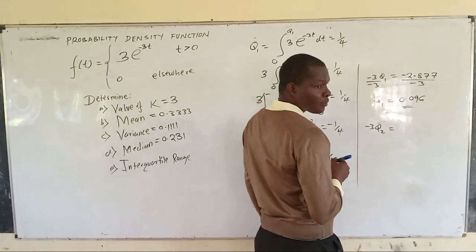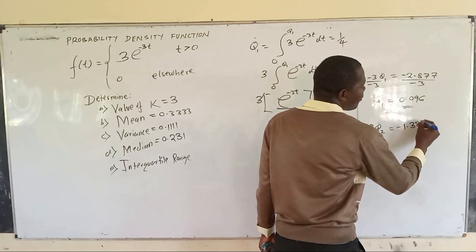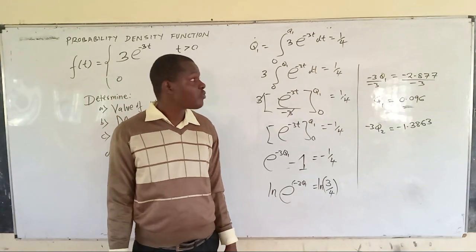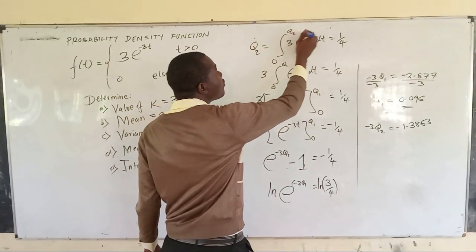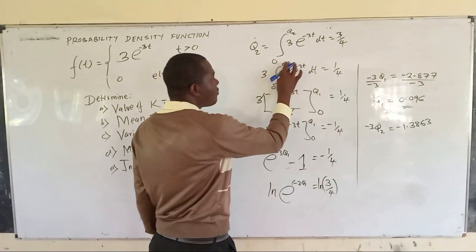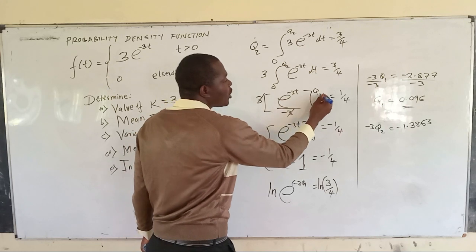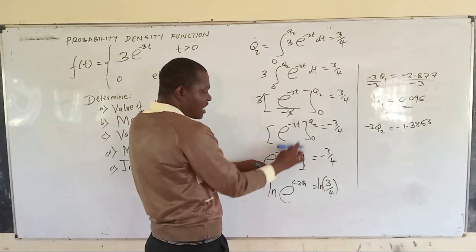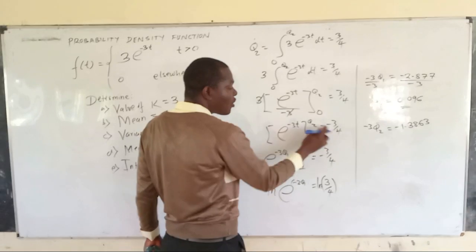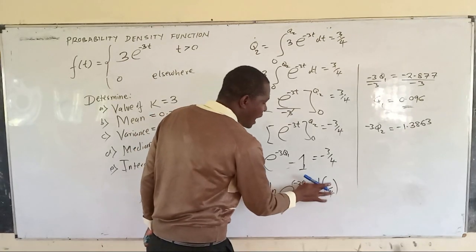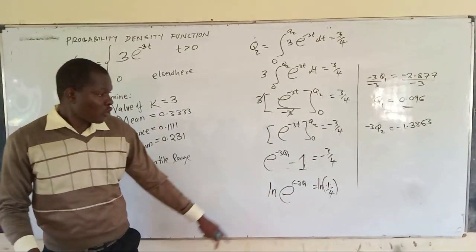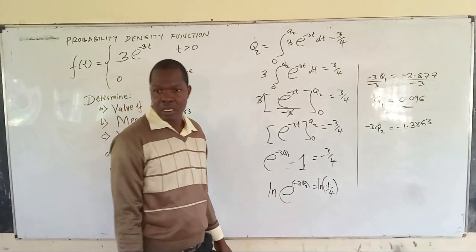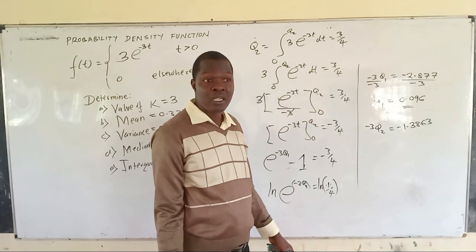Negative 1.3863. So if you are going to be confused, just do it. When I'm talking about Q2 here, if you put Q2, this one goes to 3 over 4, meaning 3 over 4 all the way. So negative 1 becomes positive 1, and plus negative 3 over 4 becomes 1 over 4. So the ln of 1 over 4 you get to be negative 3Q2. You are just repeating the same thing, but it is now 3 over 4.